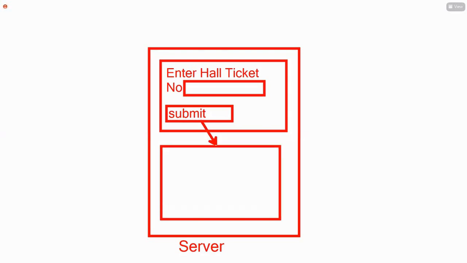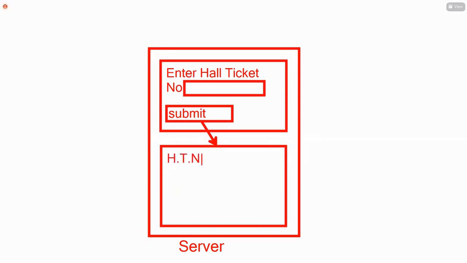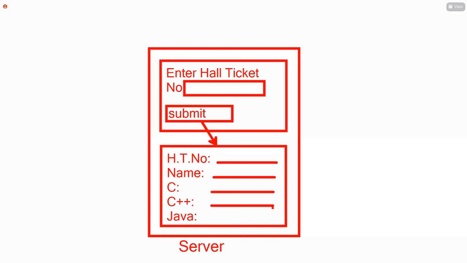That is, I'm writing here. Suppose here: hall ticket number, name of the candidate, C language marks, C++ marks, Java marks. Okay. Now, these are web applications, residing in the server.